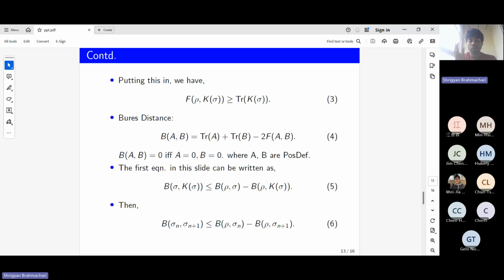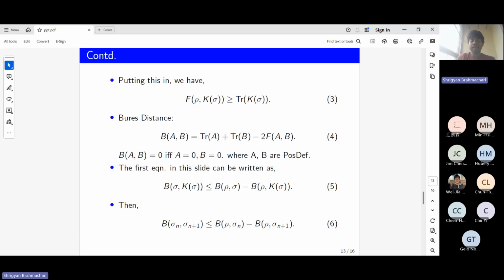The reason I'm doing this is I want to explain why proving equation 5 is sufficient to at least show convergence. And what does equation 5 state? It states the following. You start with some state sigma and you apply the map once. And the Bures distance between those two states is always lower bounded by the Bures distance between sigma and the state rho, minus the Bures distance between rho and k of sigma. So this is something we have proved. I'll discuss that later. But I'm going to explain how this is sufficient for us to prove what we want.